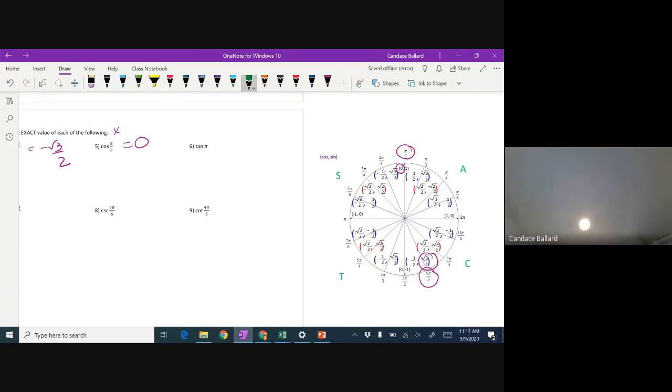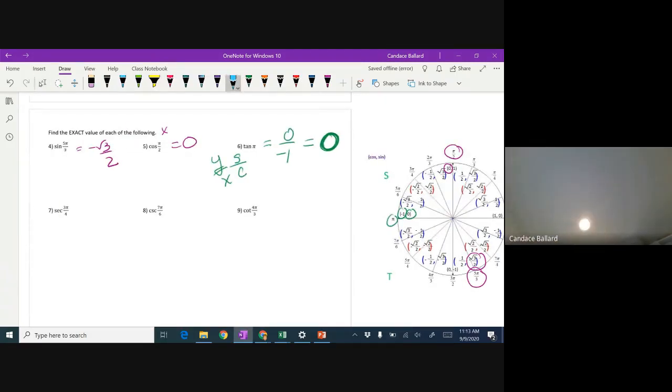All right, tangent gets a little bit trickier. Tangent, we know we have to have the sine value divided by the cosine value. So the y value divided by the x value. So I'm going to go to pi. I'm going to do the y value divided by the x value, which is 0 divided by -1. And that's okay. It's not undefined because we're not dividing by 0. 0 is on the top, not the bottom. That one is just 0.